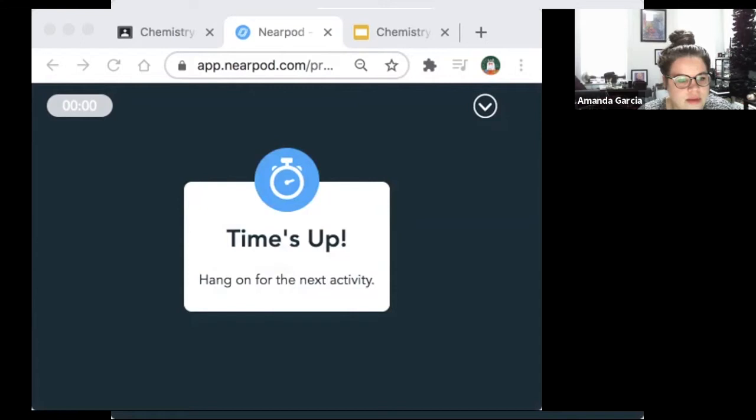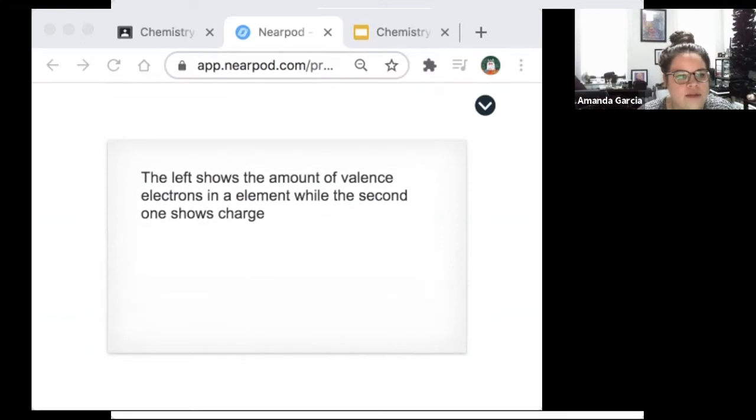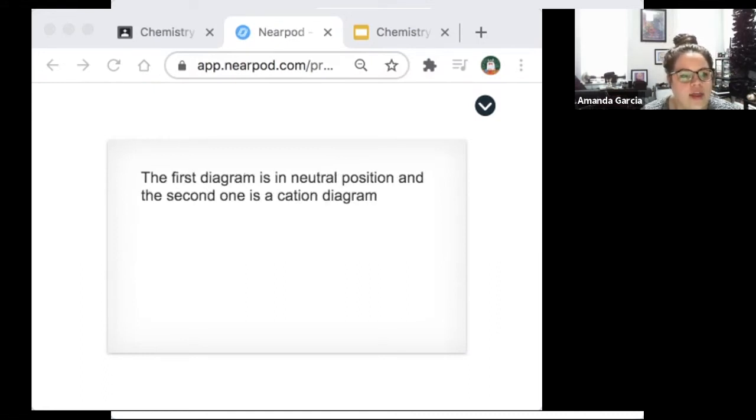All right, so I'm going to share some of your classmates' answers. The one on the left shows the amount of valence electrons of an element, while the second one shows a charge. Very good. The first diagram is the neutral position. Excellent. And the second one is a cation diagram. Beautiful. Cation is a very advanced vocab word. It's not even an official Regents vocab word. I just threw it in as extra this year.